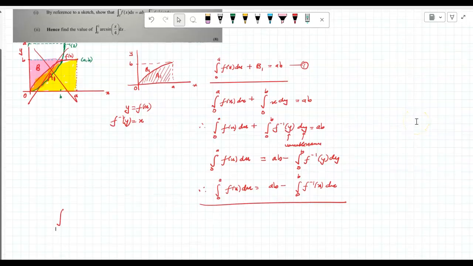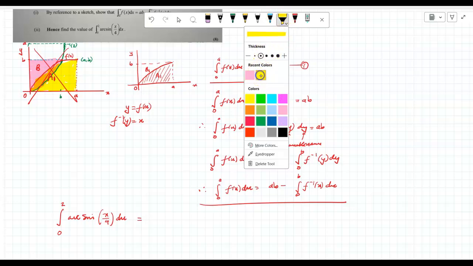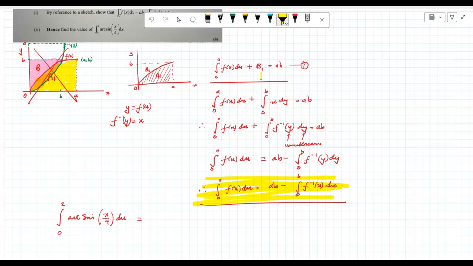Okay. So 0 to 2, arc sine x by 4 dx. Now first of all, let's understand what's my A, what's my B in this. I'm looking at the answer and trying to use this theorem. So my f(x) is arc sin x by 4. So let's find the inverse of this function.